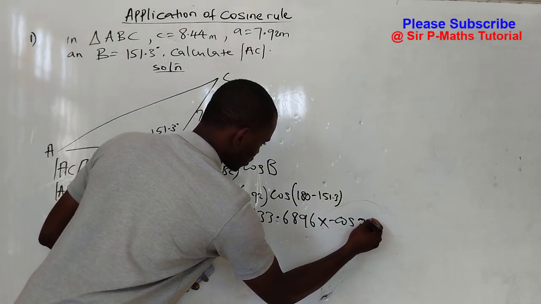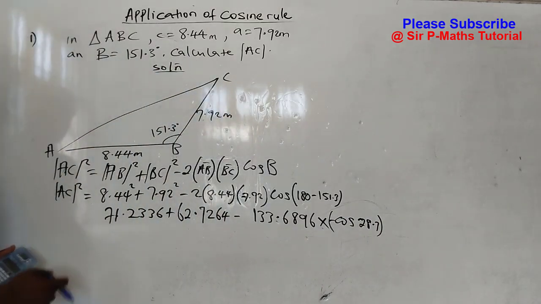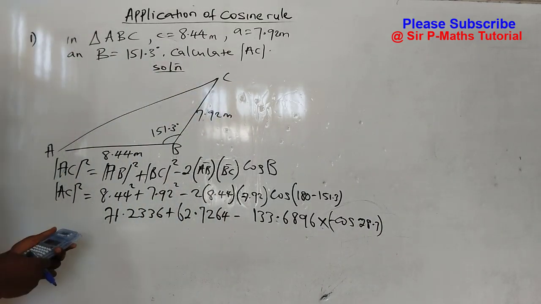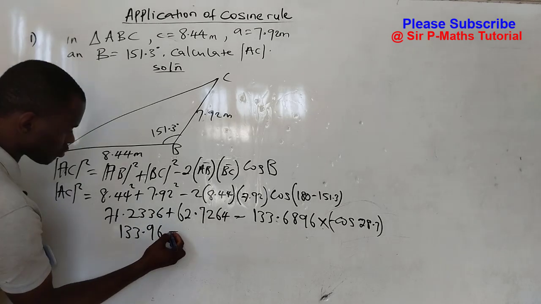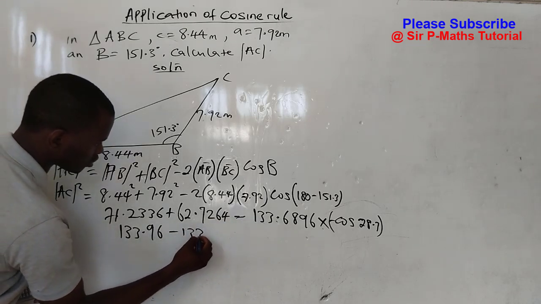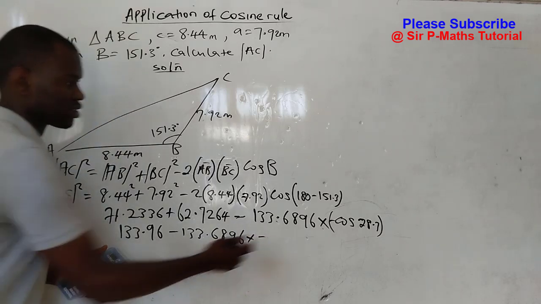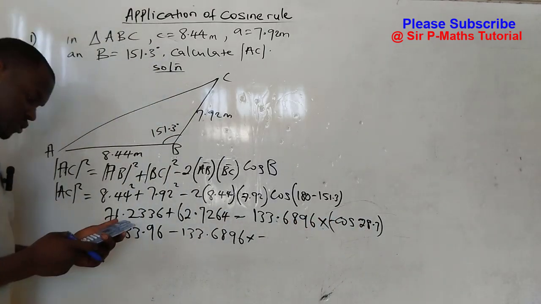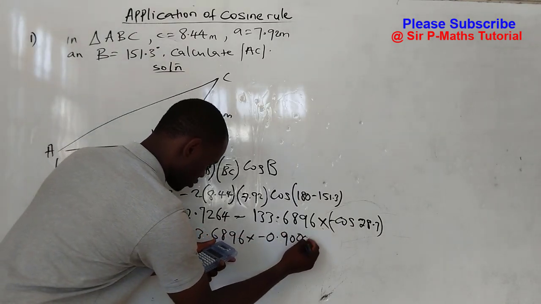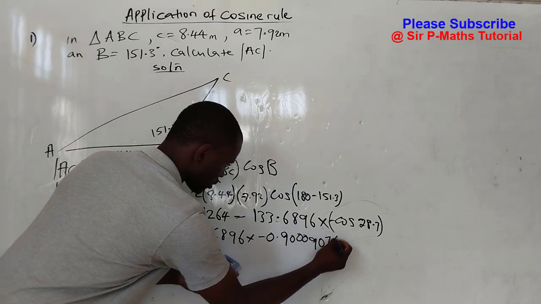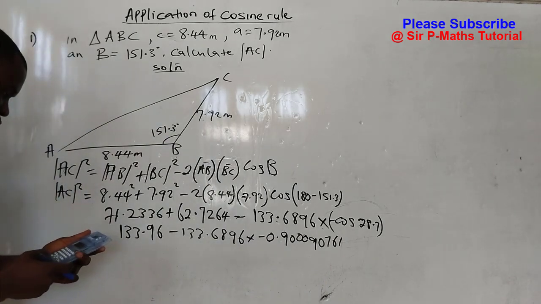I'll have 28.7. Right. Then let's operate this plus this. I'll have 133.96 minus 133.6896 and minus, let's get cos 28.7. This is giving me 0.900090761. Then multiply this and this. Minus times minus will give us positive.